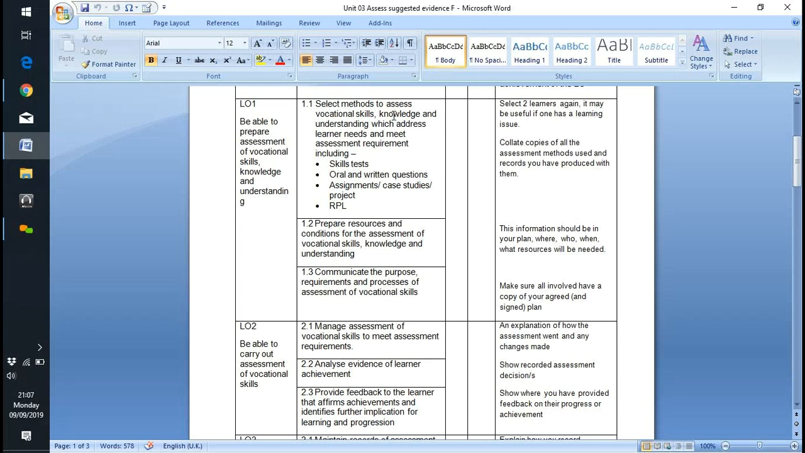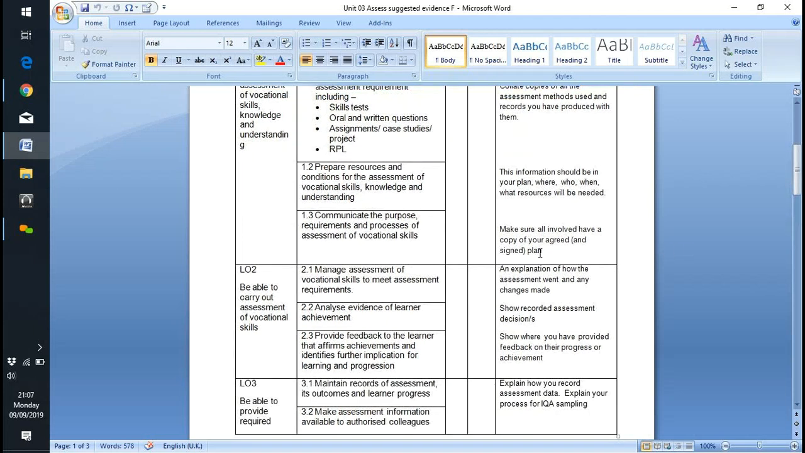Yeah. Again, select methods to assess. Select 2 learners. Again, it may be useful if one has a learning issue, but not necessary. Collect copies of all the assessment methods used and records you will have produced with them into your plan, and this information should be in your plan: who, when, where, what, and the resources that were used. And make sure all involved have a copy of your agreed plan and understand it. So communicate the purpose of requirements and the process of assessment of vocational skills. So all involved are aware of what's happening and when.